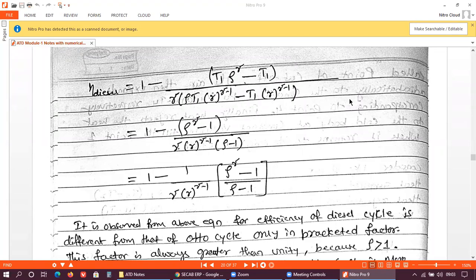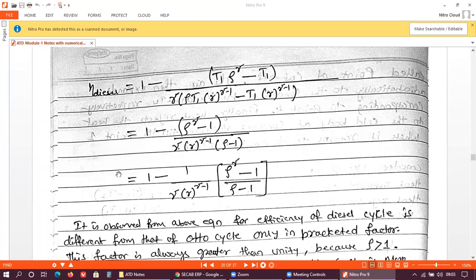Hello, good morning everyone. Today we will discuss some of the problems related to the diesel cycle. We will go with two numerical problems. To solve the problems related to the diesel engine or diesel cycle, we need two important formulas.